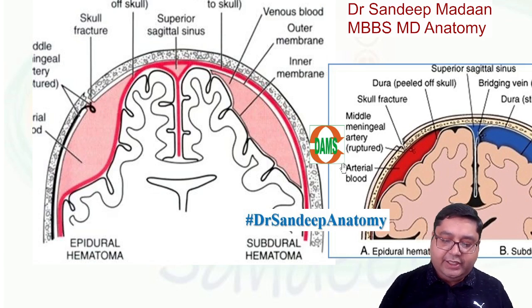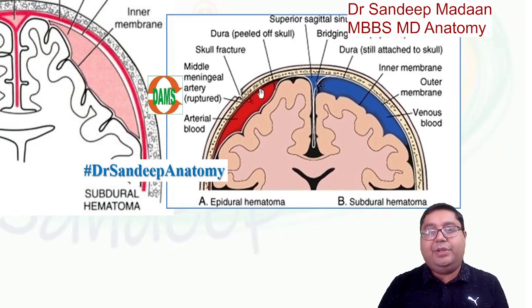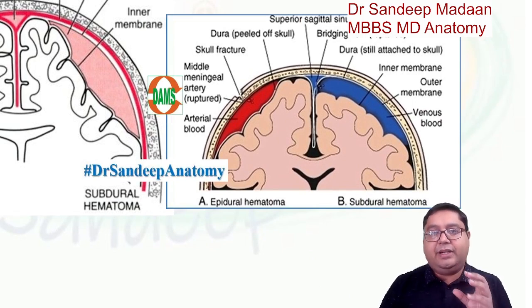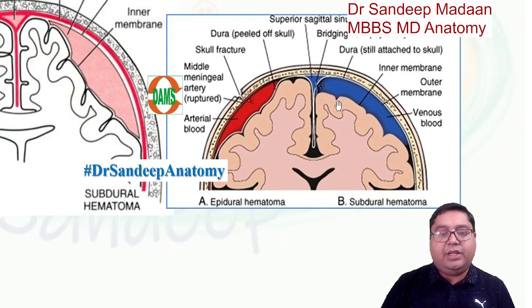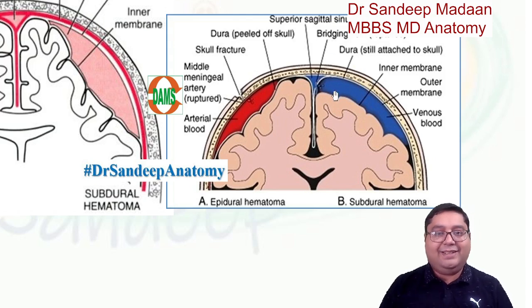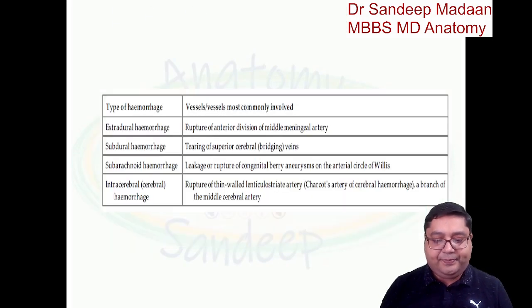Now one more thing that you should remember, that extradural bleed or the epidural bleed will be of arterial type and the middle meningeal artery is the most common cause. Whereas for the subdural hematoma, subdural hemorrhage, we have the bridging veins as the most common cause, that is the venous bleed is the reason here. Okay, now let us go to the another question.